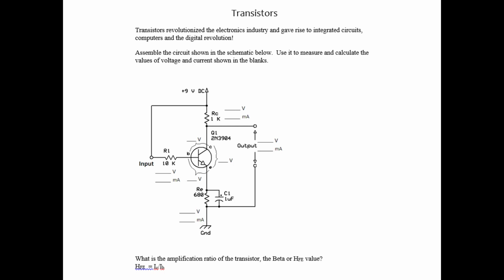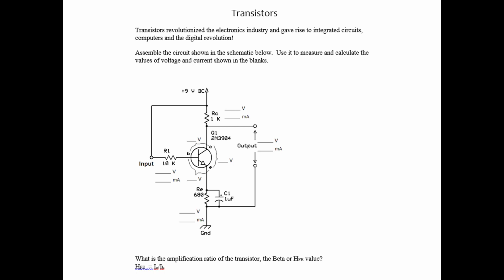So HFE or beta or amplification ratio, those are terms you'll hear, they're the same. And this formula shows that it is the collector current divided by the base current. I represents current, C for collector, B for base. So we could measure the current from the collector to the emitter. That would be essentially the same as the output current. So we can measure that here. And then the base current from base to emitter.